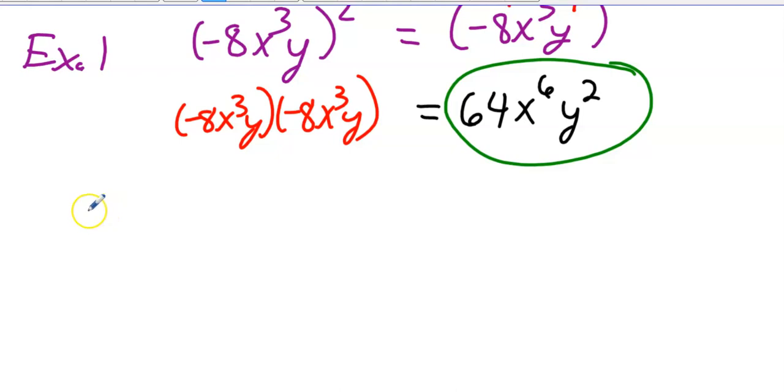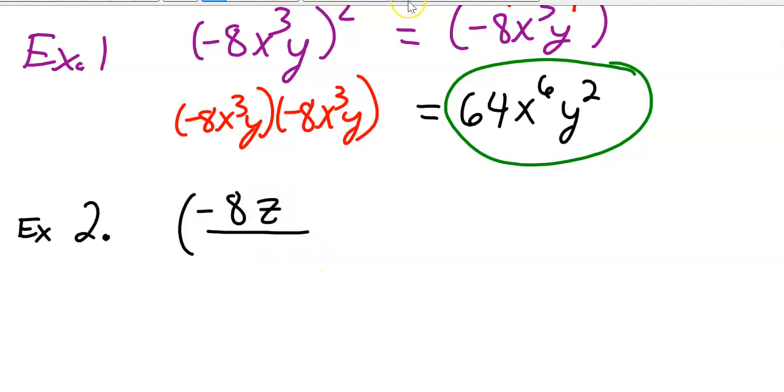All right, even if you have fractions, it still sets up basically the same way. So we've got negative 8z over y cubed, and let's do that to the second power. Actually, let's make it third power. Okay. And again, technically it's negative 8 to the first. It's still z to the first.